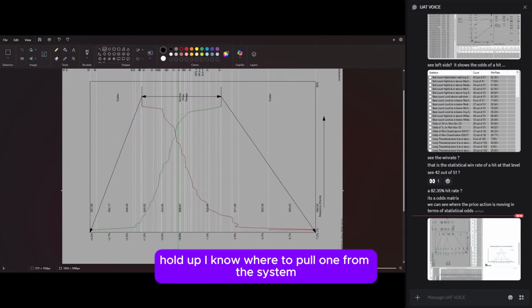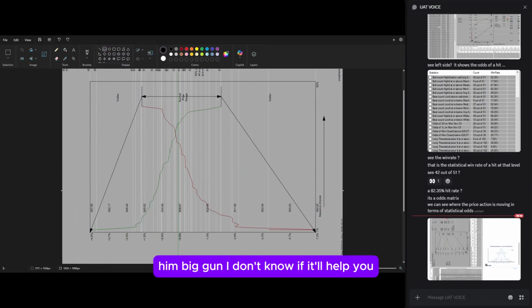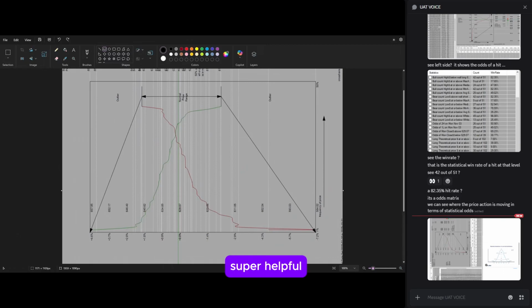Actually, let me hold up. I know where to pull one from the system. Just give me a moment. I just posted in Big Gun. I don't know if it'll help you. Yes, that's super helpful, the distribution against a turned sideways graph. Exactly, perfect. Thank you so much.